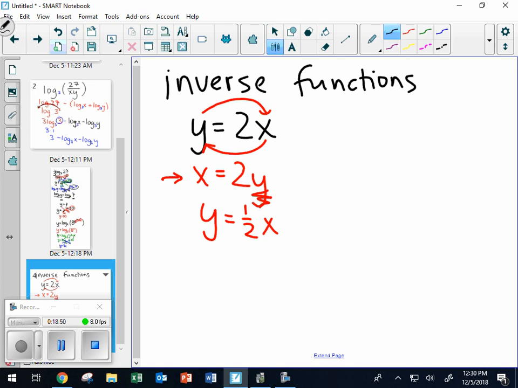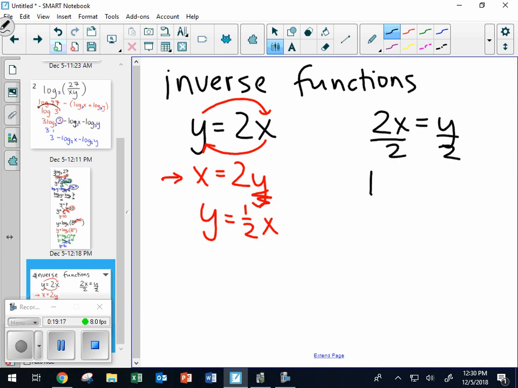Before we do that, though, think about the operations that you've learned so far. For example, if you had 2x is equal to y and you wanted to get x alone, you have a 2 times an x, so you would use the opposite operation. And what would the opposite operation of multiplication be? Division. So you'd use division to get rid of this.